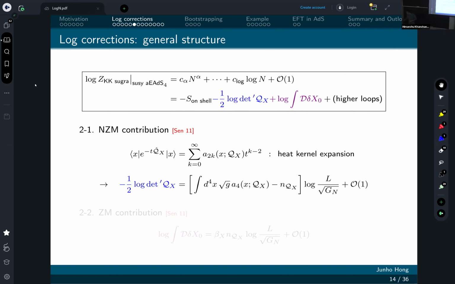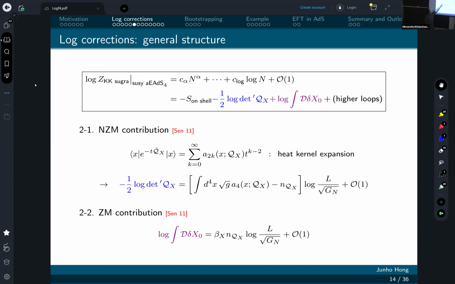And for the zero mode contribution, you can analyze in a slightly different way. But the upshot is, again, you have this logarithmic term. This time, the equation is fully controlled by the number of zero modes n. And beta is some numerical parameter you can determine by normalization. I'm going to give you some examples later. And remember that this L over square root G Newton is related to capital N by the holographic dictionary.